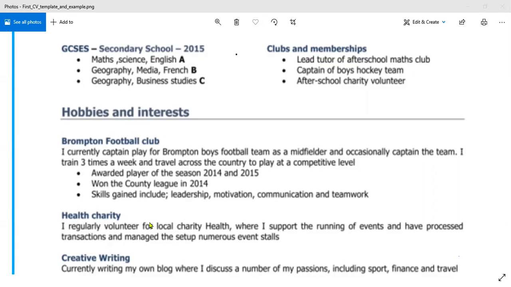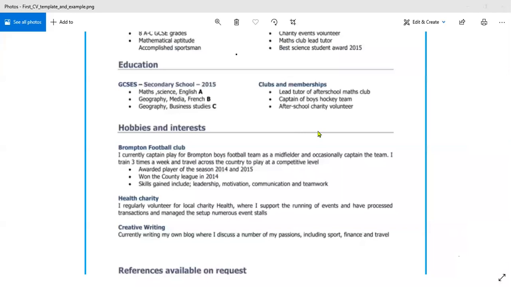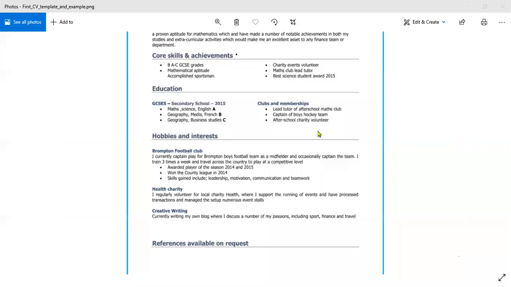And then health charity, I regularly volunteer for a local health charity, where I support the running of events and have processed transactions and managed the setup of numerous event stalls. So he has also worked in different kinds of events. Did you understand what I just said? So this, and then references available on request.